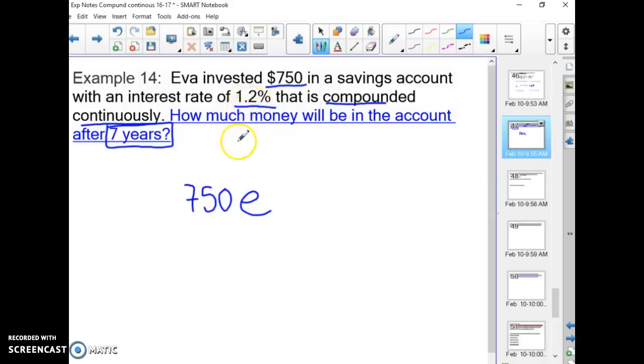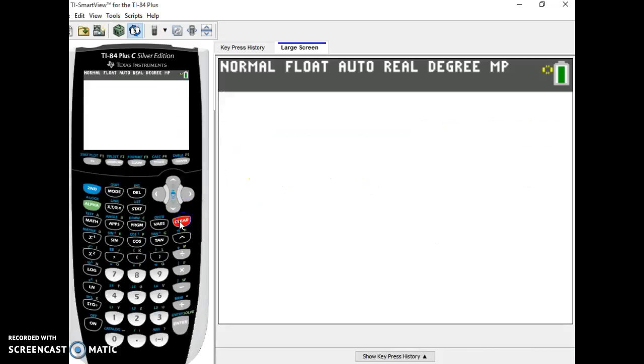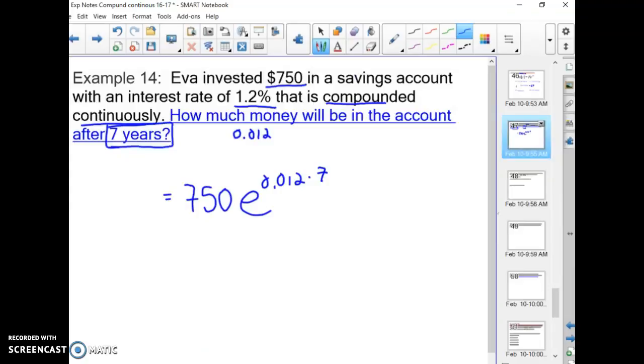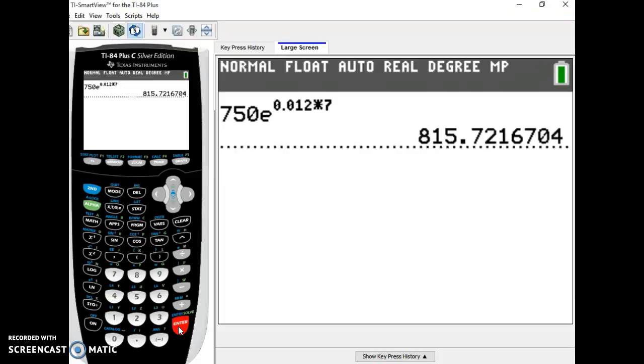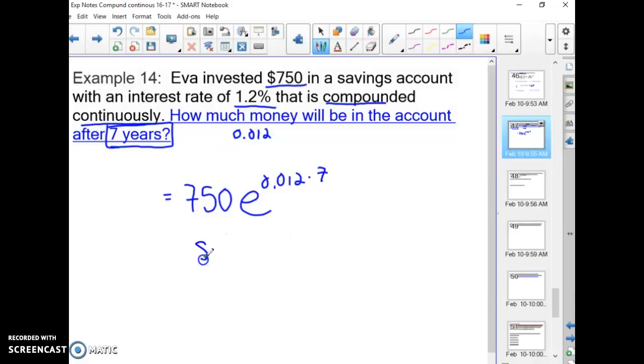My interest rate is 1.2%, so I need to convert that to 0.012. I need to times it by T, which is 7. And here we are. I just need to plug and chug in a calculator. So here we are. 750, second E, raising that to 0.012 times 7, and I get $815.72. So $815.72 is what will be in the account after 7 years.